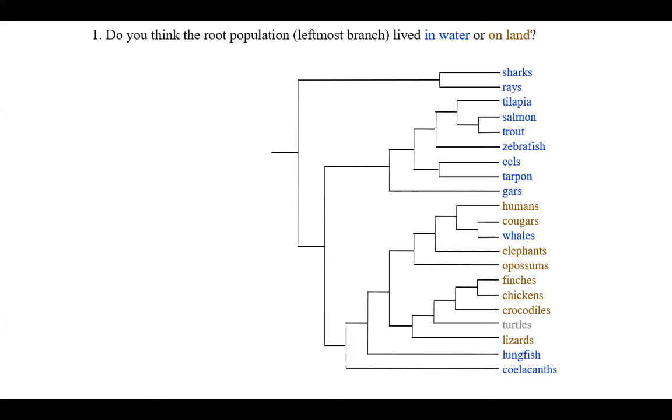Okay, these two live in water. Sharks live in water, rays live in water. Do I think that their common ancestor lived in water? Or did they both independently evolve living in water, and maybe their common ancestor was on land? What do you guys think? Water. Okay, how about salmon and trout? How about salmon, trout, plus tilapia? How about salmon, trout, tilapia plus zebrafish? All of these nodes, you can make that inference.